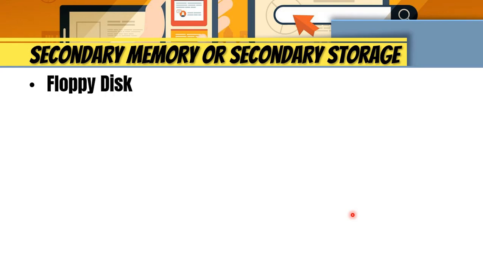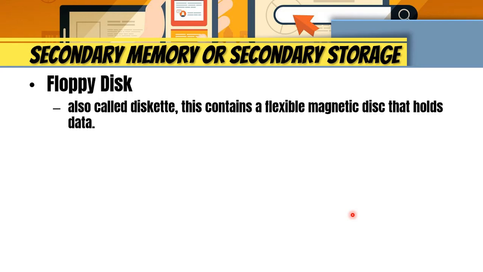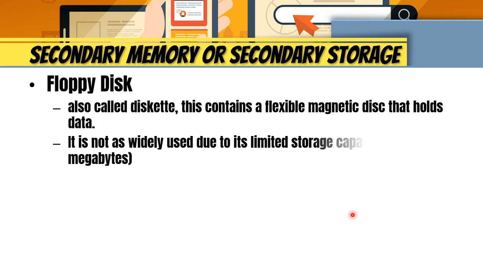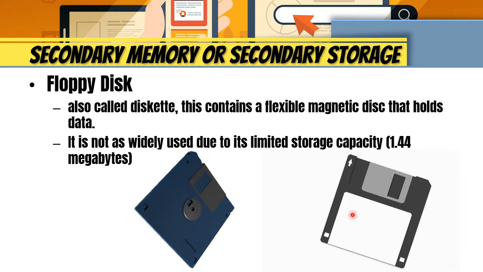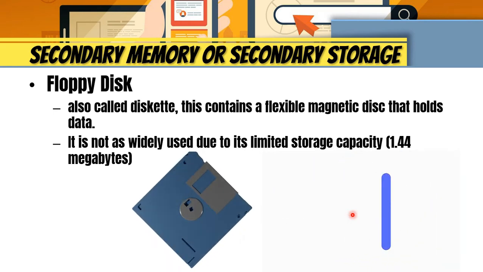Next, secondary is floppy disk. I guess hindi nyo na ito naabutan. It is called as diskette, kung naririnig nyo yung word na diskette. It is not as widely used due to its limited storage capacity. Kasi nga, ang kaya niya lang i-store is 1.44 megabyte lang.